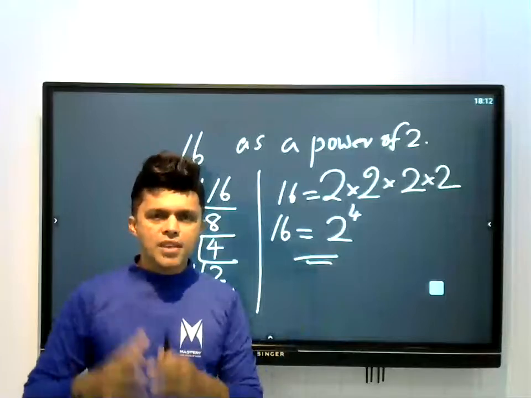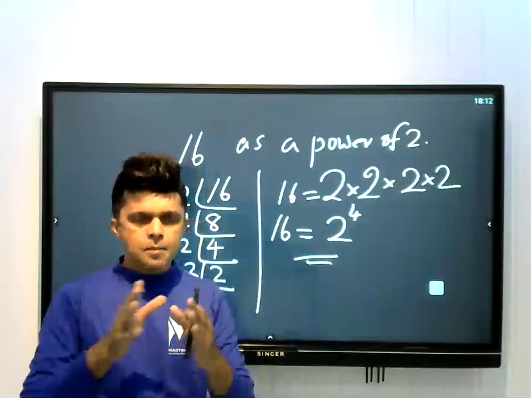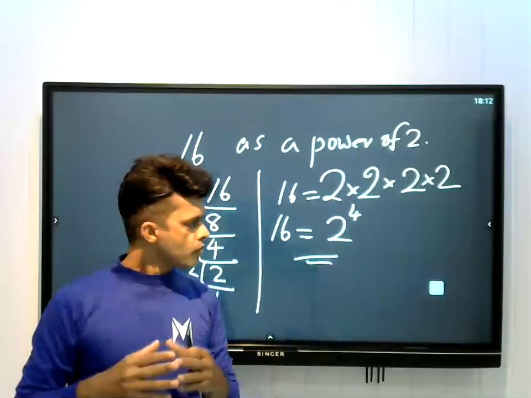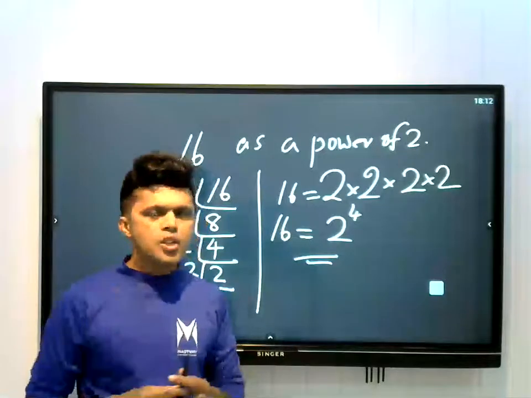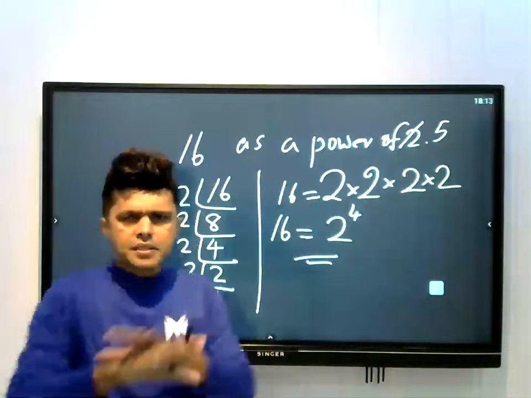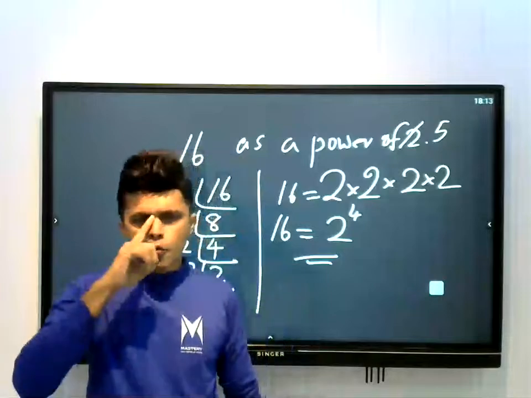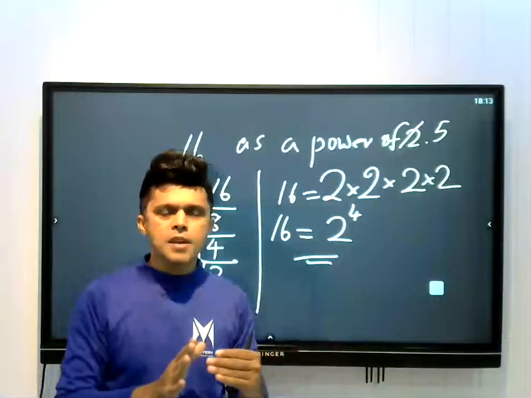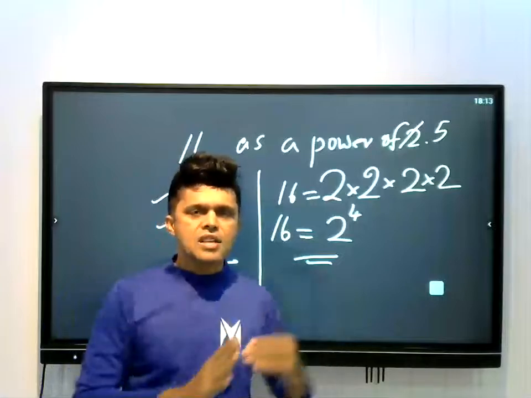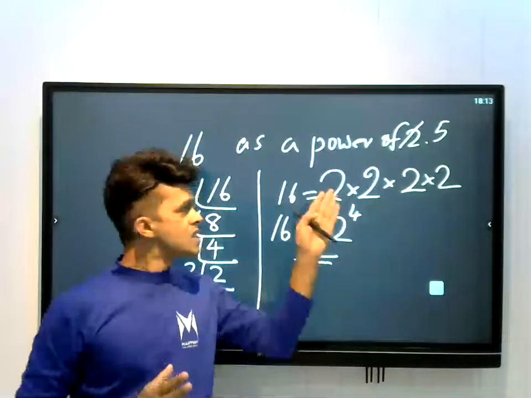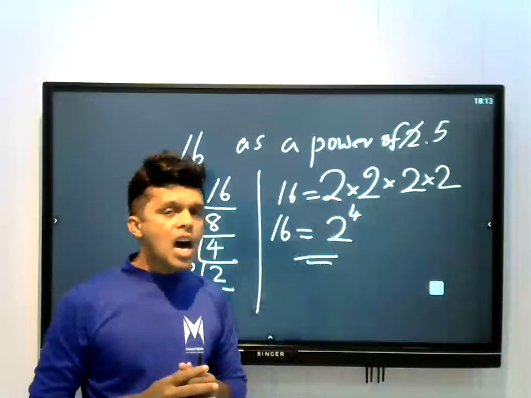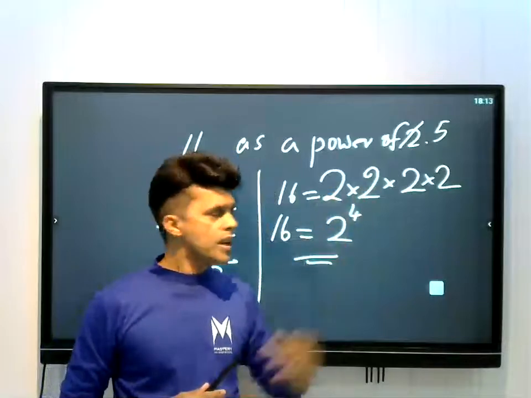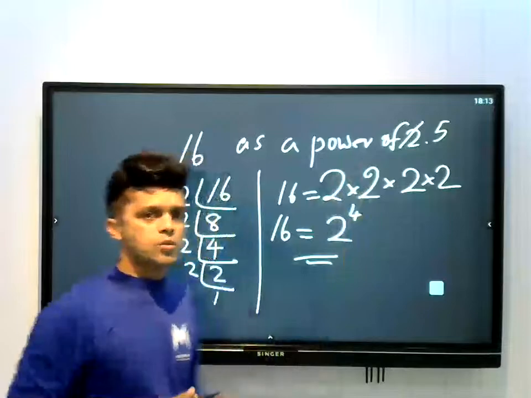So you are able to write the given numbers as a power of the given base. But if we are asked to write 16 as a power of 5, is it possible? No, you can't do it. When you multiply the digit 5 several times, you cannot get 16. Therefore, we can't write 16 as a power of 5. We are able to write 16 as a power of 2.